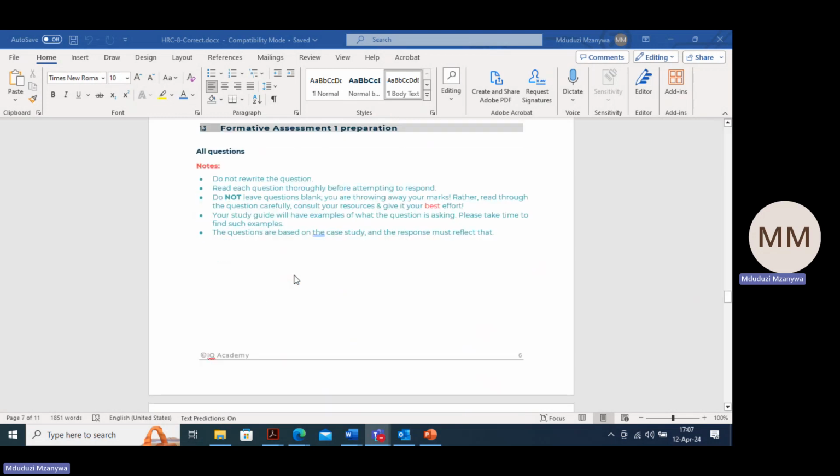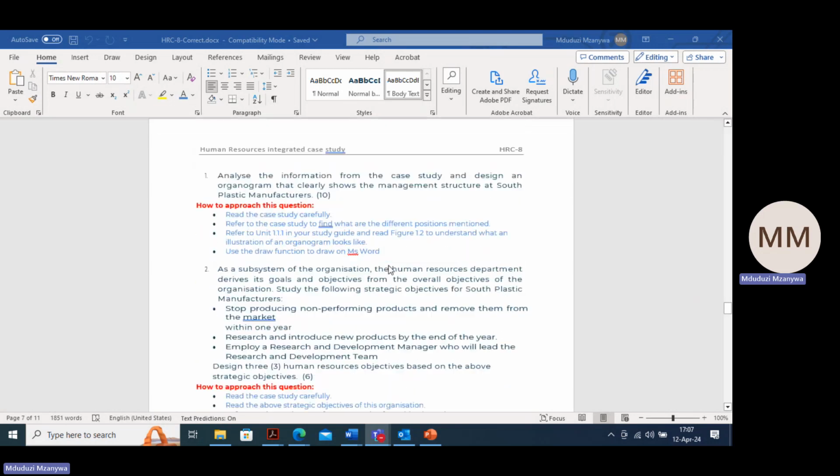Then your study guide will have examples of what is being asked. Find those examples, but we need your application based on that case study. Don't copy and paste what you find there. So I will now take you through the 8 questions. I will not take you word for word on what this is, but I'm just trying to outline for you what it is that you need to be doing.